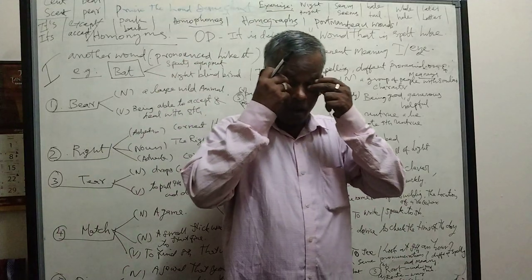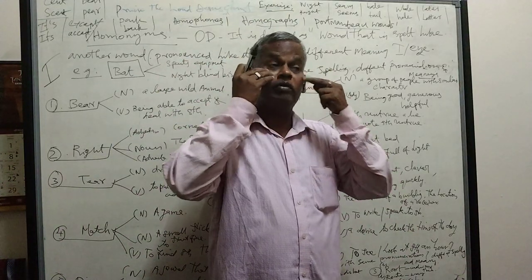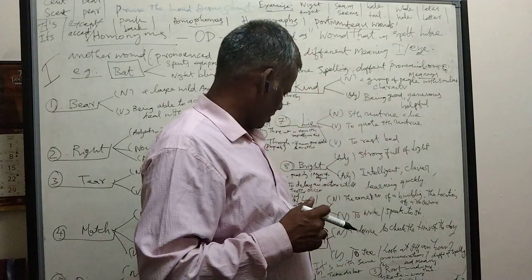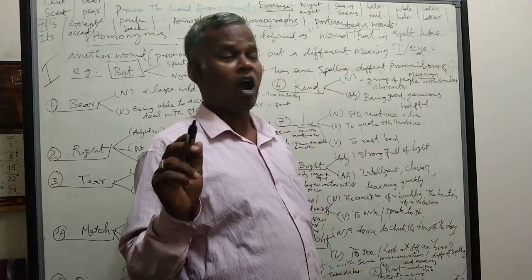We have the organ, eye. The blind man means one who does not have that eye, the vision power. They are known as the eye. Okay, next thing is regarding root.